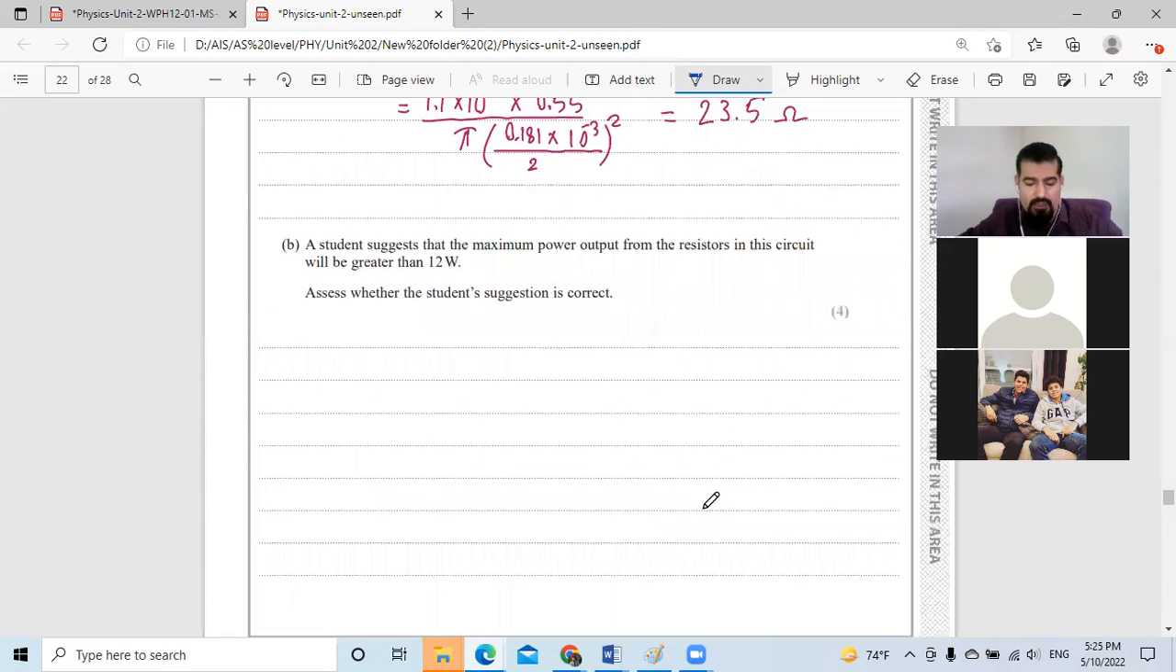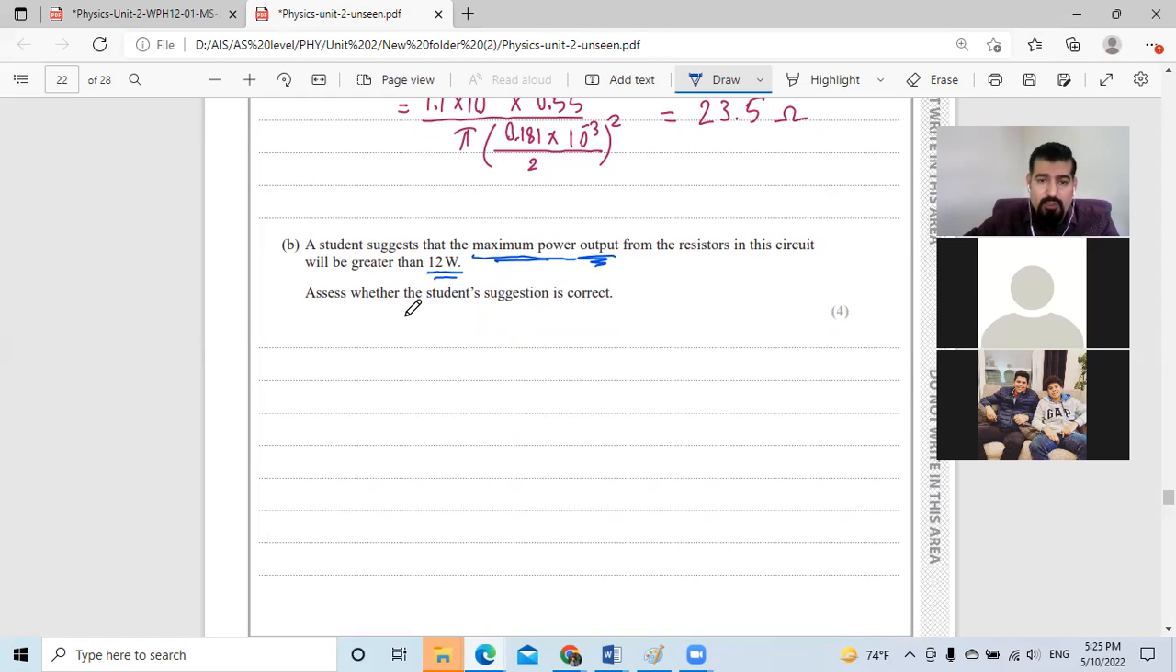Okay. Part B. What do we have here? They give us, a student suggests that the maximum power output from the resistors in this circuit will be greater than 12 watts. Assess whether the student's suggestion is correct or not. The student suggests that the maximum power output from all the resistors in this circuit will be greater than 12 watts.